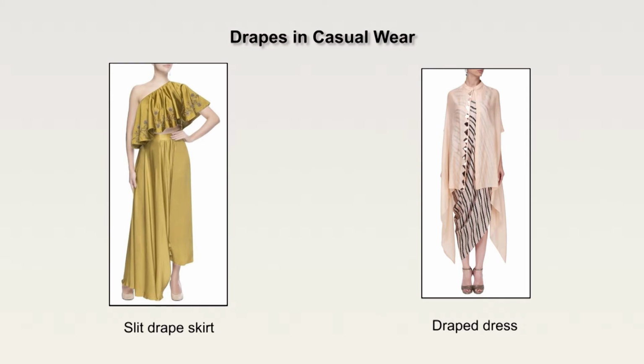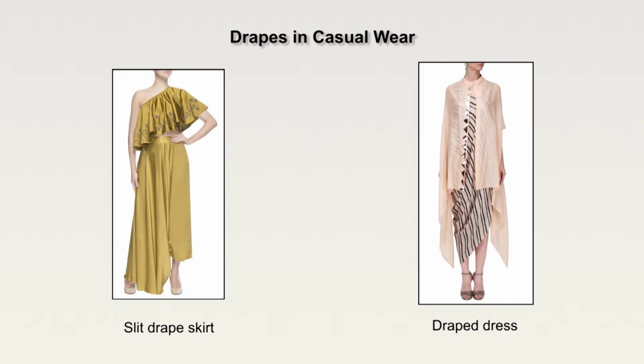A golden yellow slit draped skirt can be seen on the left. On the right is a peach and black draped dress with a blush pink cape.